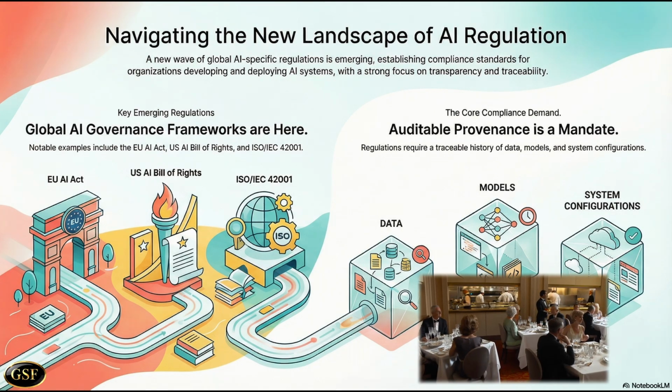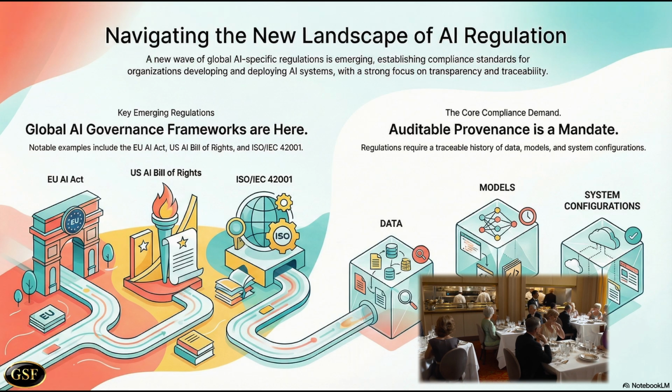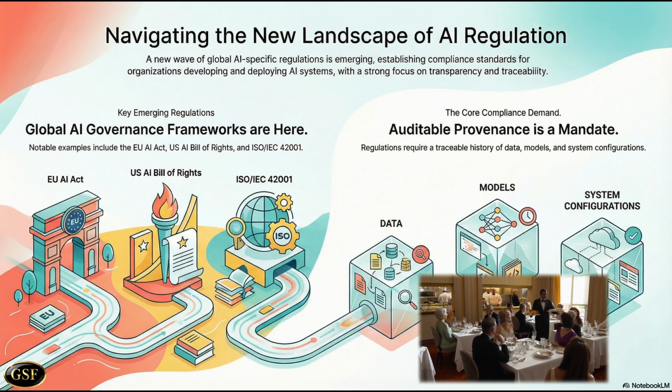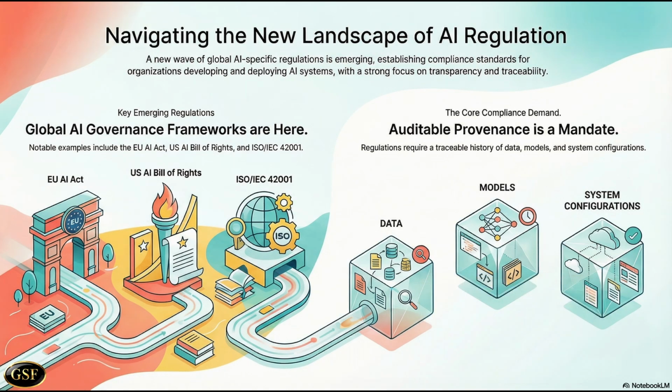Think of running an AI system like operating a restaurant that has just opened in a city with very strict health code rules. The city authority wants to see exactly where every ingredient came from, how each dish was prepared, and who was in charge of each step, so that they can be sure that the food is safe and ethically sourced. In the world of AI, new laws such as the EU's AI Act, the US AI Bill of Rights, and emerging standards like ISO and IEC 42001 work in the same way.